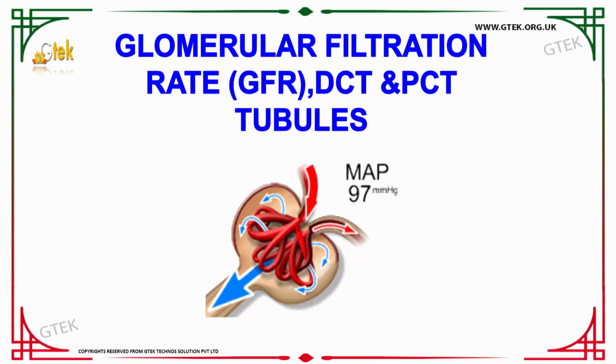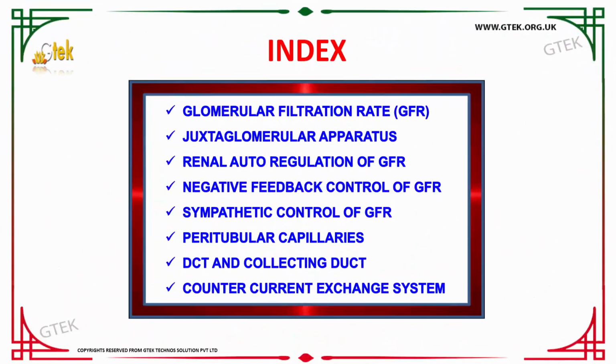Today we are going to discuss the glomerular filtration rate, abbreviated as GFR, and we are also going to study the DCT and PCT tubules, which are the distal convoluted tubule and proximal convoluted tubule that you can find in your nephrons. These are the topics that we are going to cover in this session.